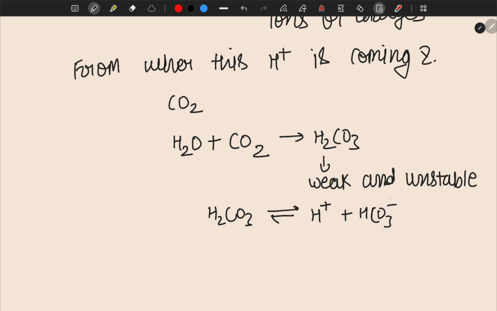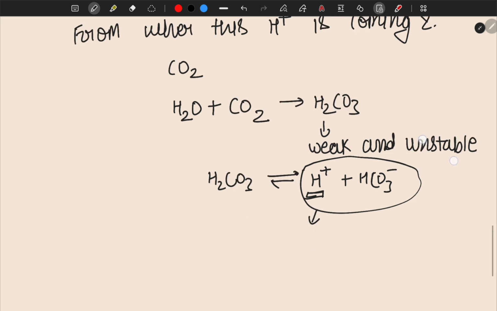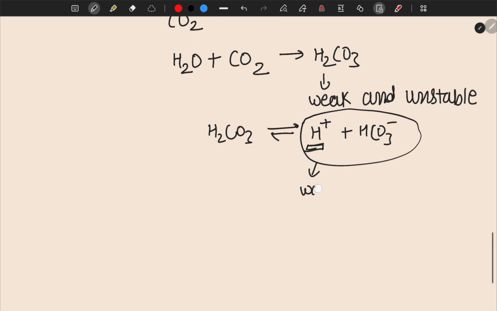Now you don't have to worry about this HCO3- ion. It can go into the atmosphere. We don't worry about that. That's not your worry. You have to worry about this H+. So now we have an electrolytic medium. So this makes the water droplet electrolyte.